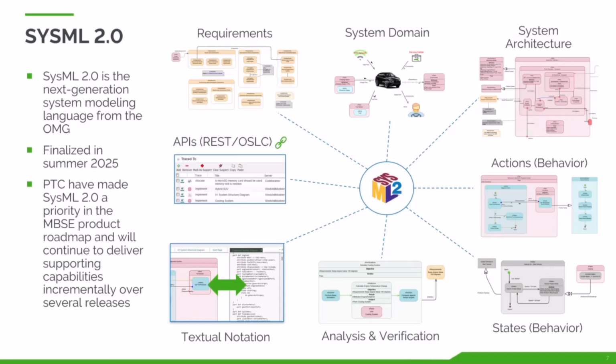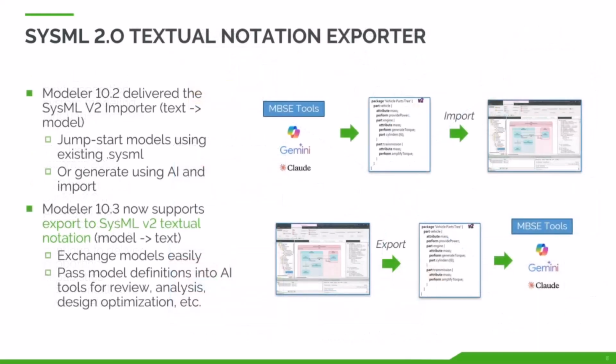Okay, so we've spent a lot of time investing in building all of these capabilities. So there's graphical-based modeling. In this release, we've implemented an exporter. So in simple terms, this is model to text. SysML2, the standard, has a graphical notation as well as a textual notation that's directly equivalent.